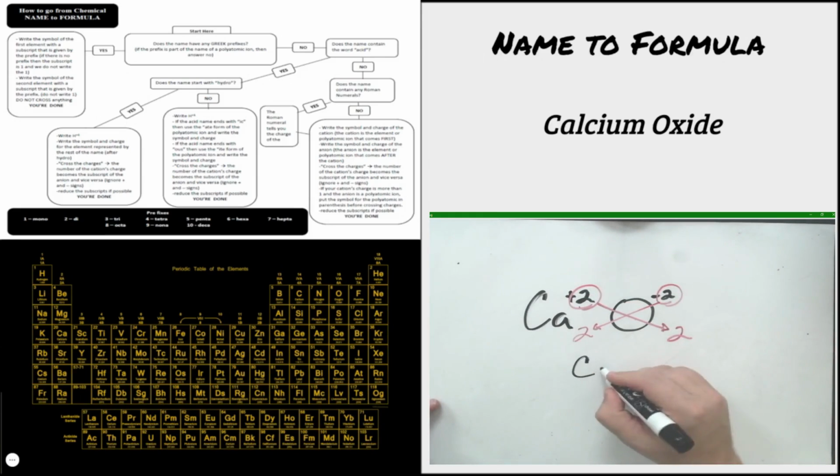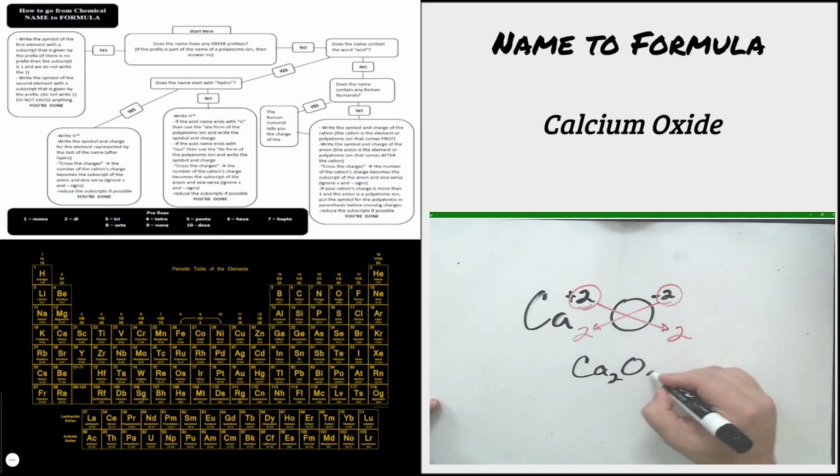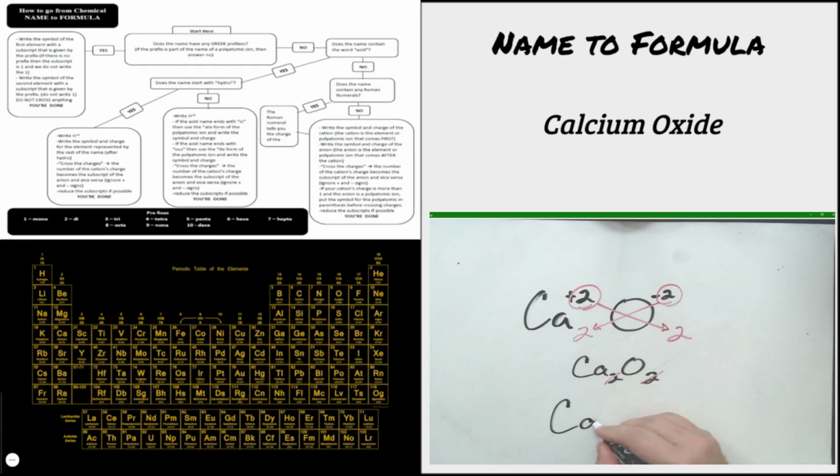So now I have Ca2O2. And then the last step is to reduce the subscripts if possible. Well, 2 and 2 can both be divided by 2. So they're actually going to reduce to 1. And we don't actually write the 1. So our symbol is then simply just CaO. And that is the formula for calcium oxide. And so following the IUPAC rules, this is what you get.